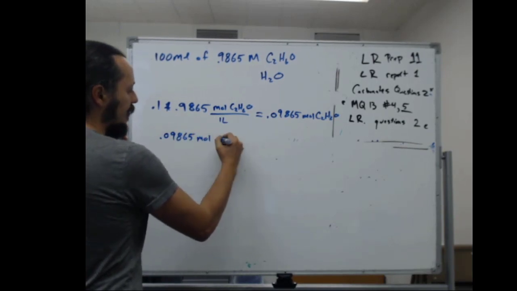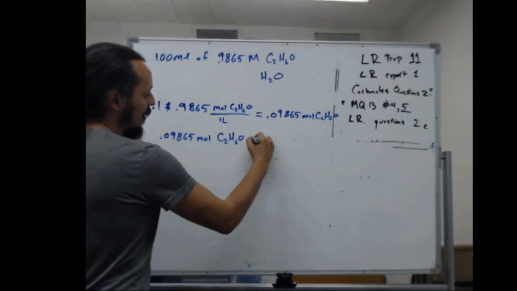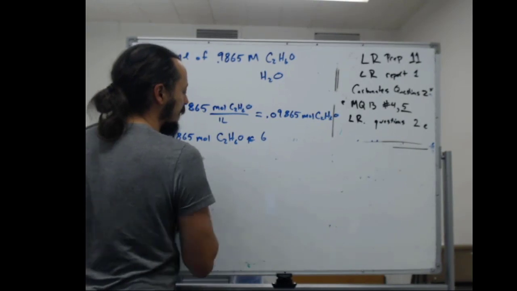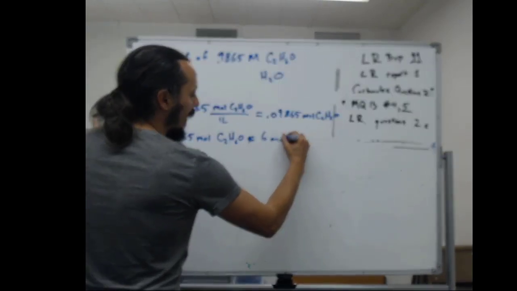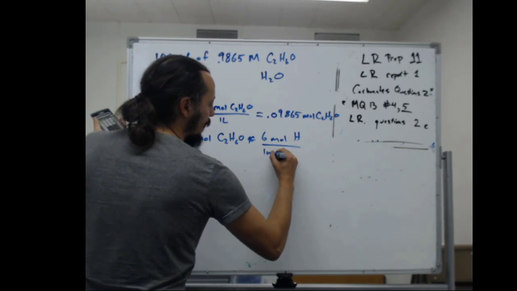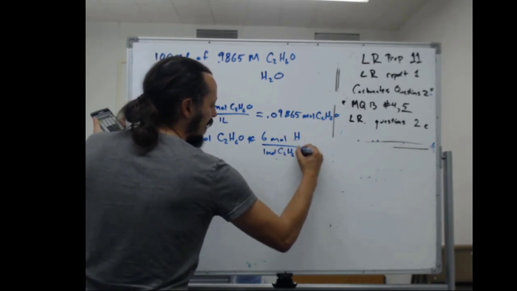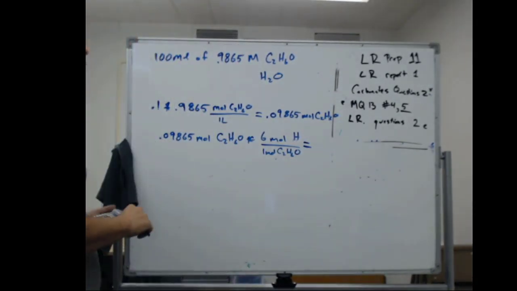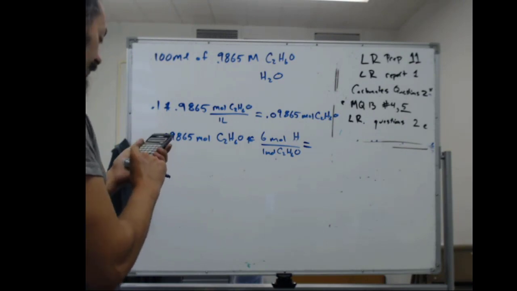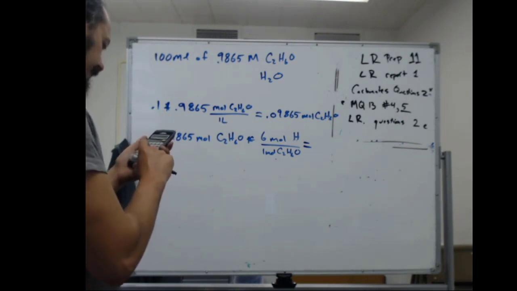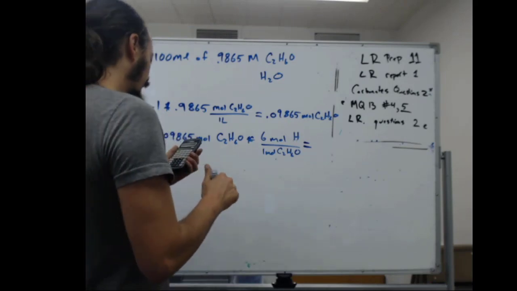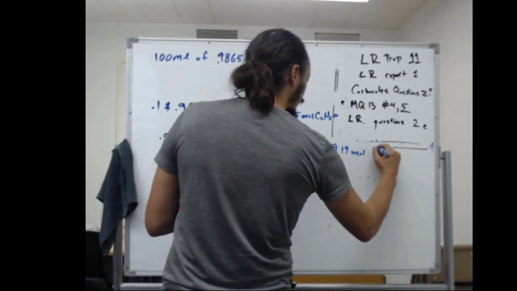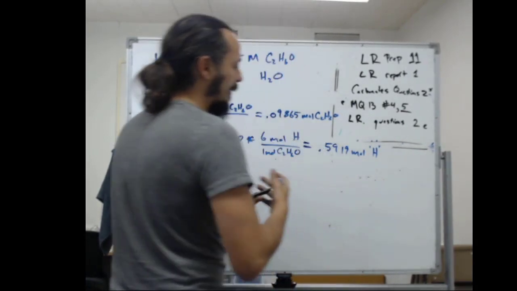I can then convert that into the number of hydrogens associated with that: 0.09865 moles C2H6O times 6 hydrogens, 6 moles of hydrogen for every 1 mole C2H6O, using this idea of the atomic ratio. That will get me the moles of hydrogen from the ethanol. It's going to be 0.5919 moles hydrogen.